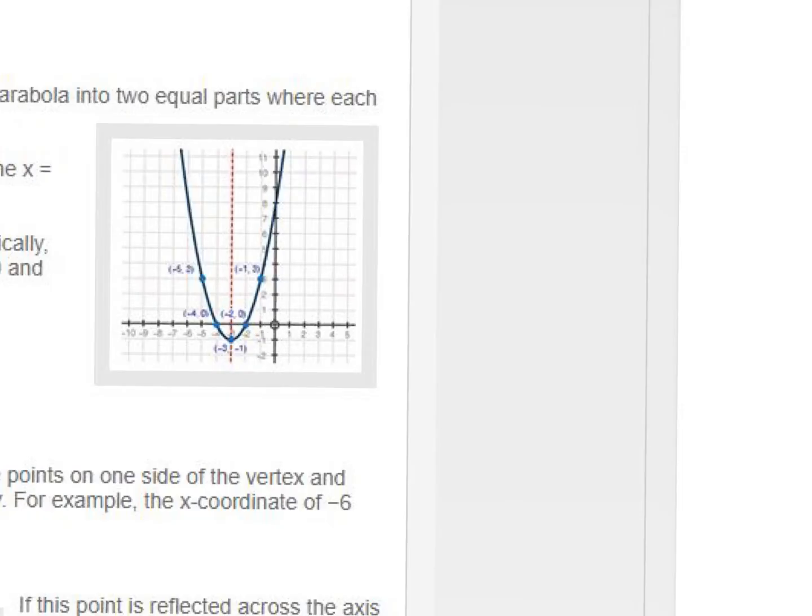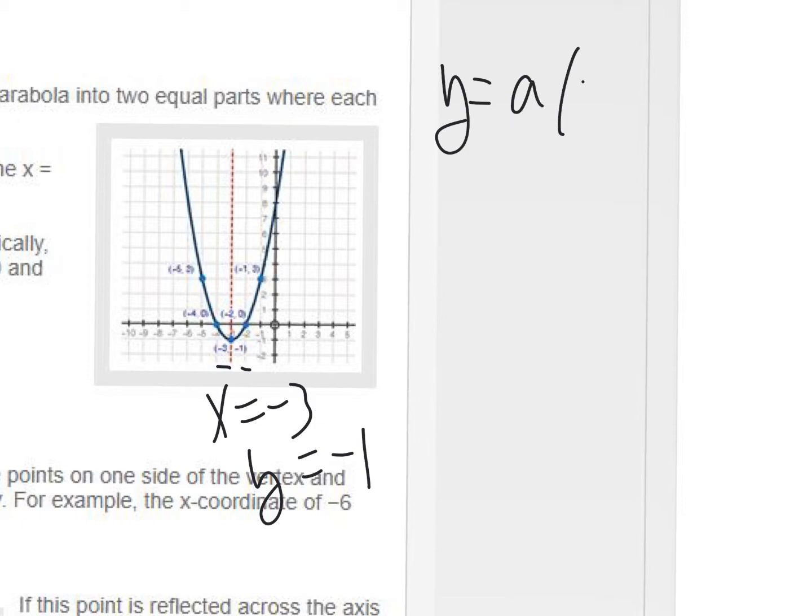So let's do some more with this example here, because you've already walked through all the lesson. Let's write an equation for that parabola. I see a vertex of negative 3, negative 1. So that means x equals negative 3, y equals negative 1. So y equals some number I don't know times (x plus 3) squared. Remember, it's minus a minus, minus 1. So we've got the vertex in there.